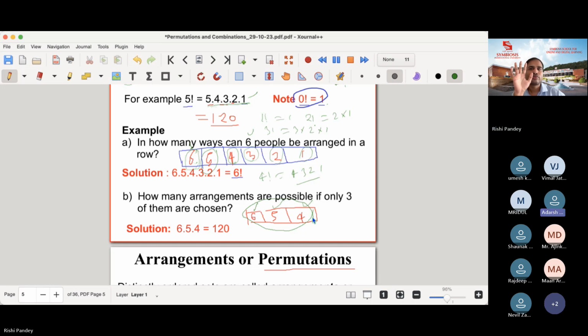Yes, sir. Similarly, 4. Now 3 people will not get any seat. Okay, only 3 seats are there. Done.